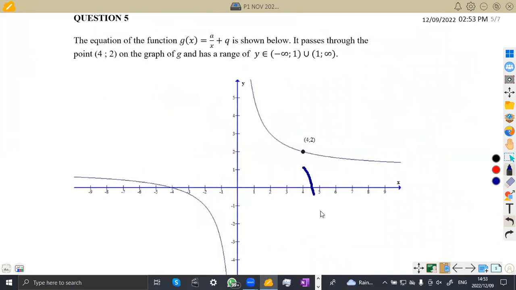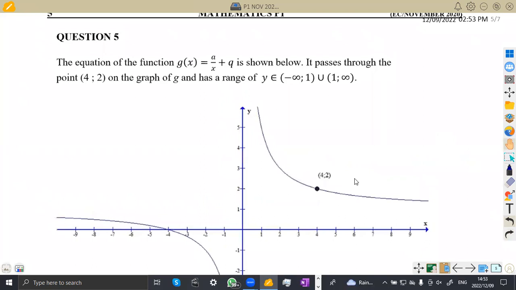All right, on number 5, we are given a hyperbola, whereby the equation of the function g(x) is a over x plus q, as shown below. It passes through the point (4;2), indicated on the graph here. We are given the range is from minus infinity to 1 and 1 to infinity. These are the values of y. That's the asymptote, so we've got an asymptote at y equals 1. The graph is not going to pass this line of y equals 1.